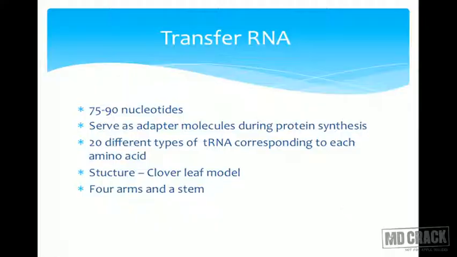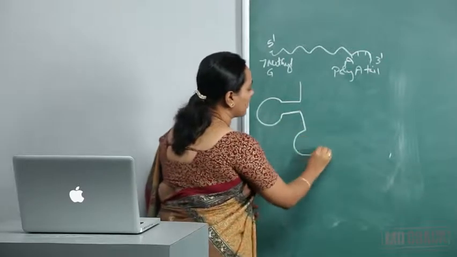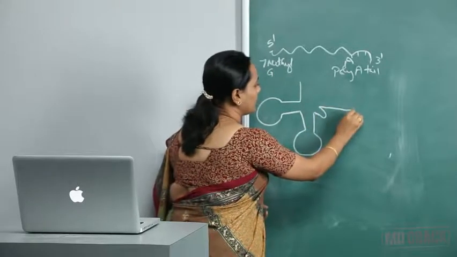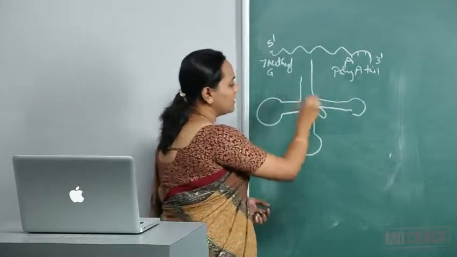Let us look at the next RNA, that is transfer RNA. Transfer RNA is around 75 to 90 nucleotides. They serve as adapter molecules during protein synthesis. There are 20 different transfer RNAs corresponding to each amino acid. The structure is described as a clover leaf model with 4 arms and a stem. I will be talking more about this as we go, when I am talking about transcription. So for now, remember that it has 4 arms and it is a clover leaf structure.